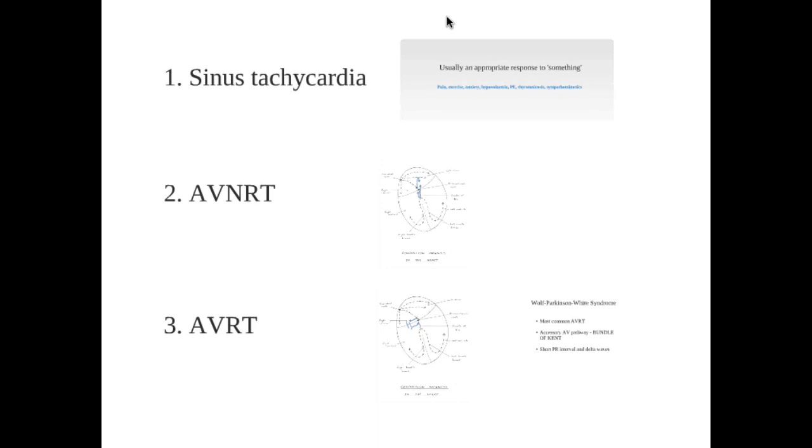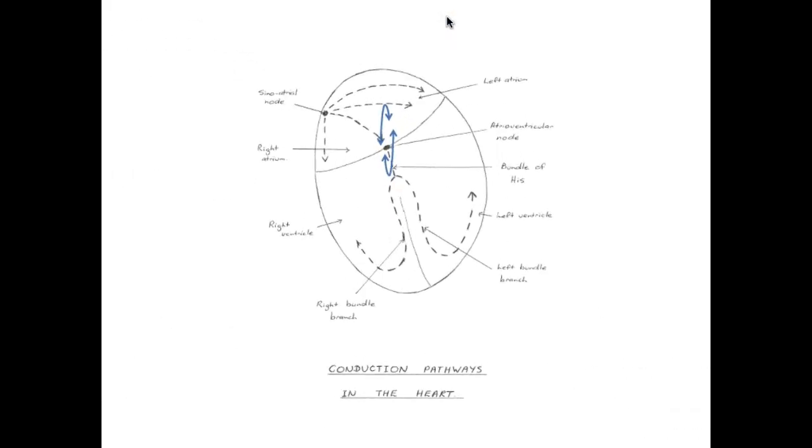So that's the easy one. These two are the other two you need to know about. So AV nodal reentrant tachycardia. So what's all this about? Well, first of all, remember, it's an SVT. So the problem is above this line drawn here. It's not in the ventricles. It's not in the sinoatrial node. It's actually in the AV node.